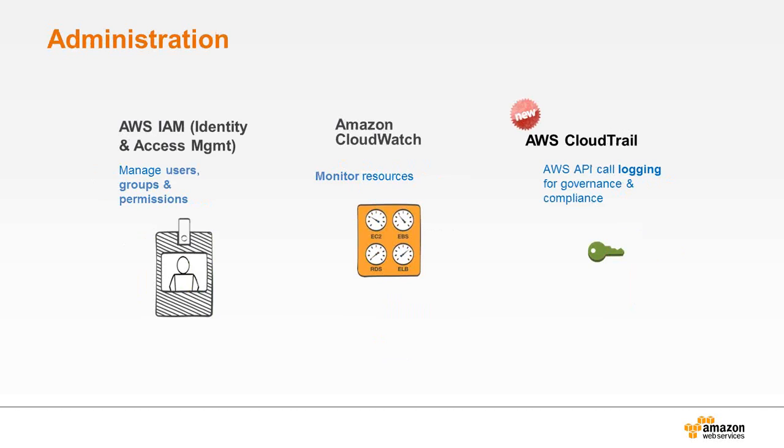From an administration standpoint, Identity and Access Management enables you to securely control access to AWS services. Using IAM, you can create and manage AWS users and groups and use permissions to allow and deny their access to AWS resources. CloudWatch provides monitoring for AWS cloud resources and the applications that customers run.